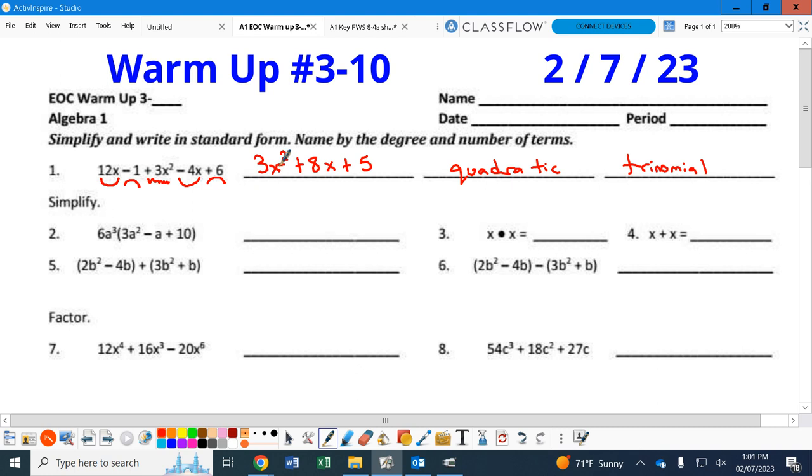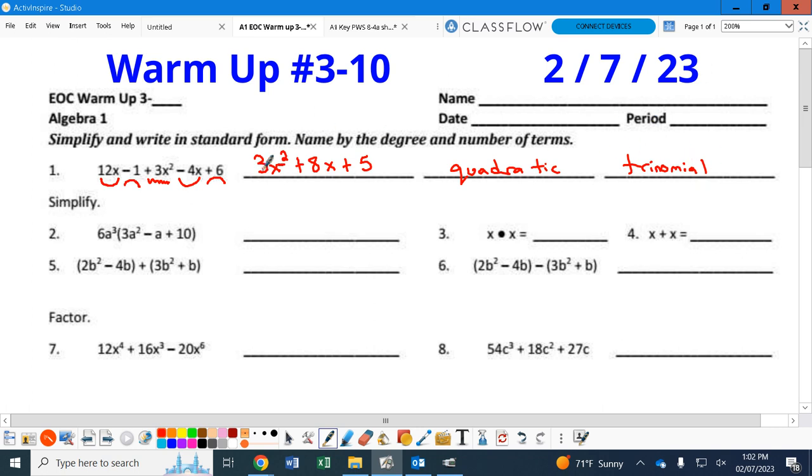2 is right here. You have that list. If there's none, it's called a constant. If it's 1, it's linear. If it's 2, it's quadratic. If it's 3, it's cubic. If it's 4 or anything higher, it's that degree, whatever it is, 4th degree, 5th degree, 6th degree, whatever it is above that. The other name is trinomial.